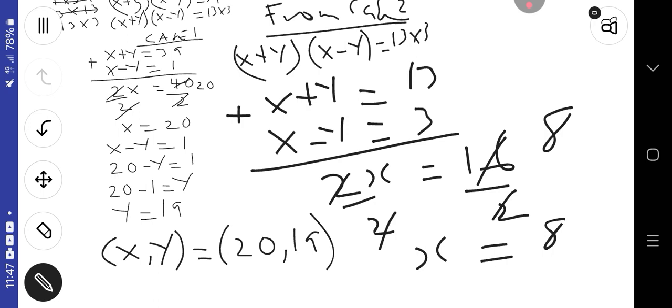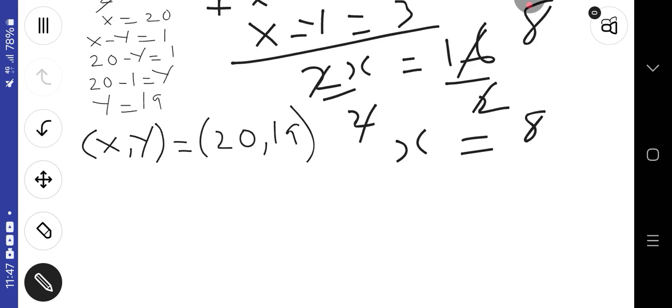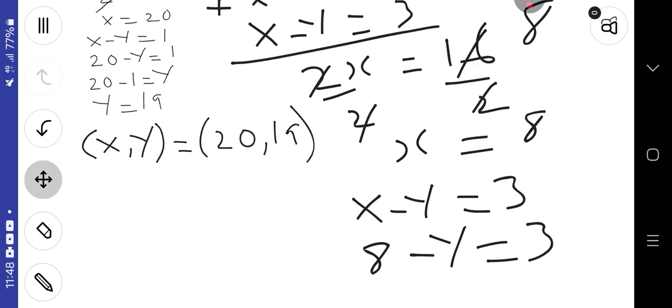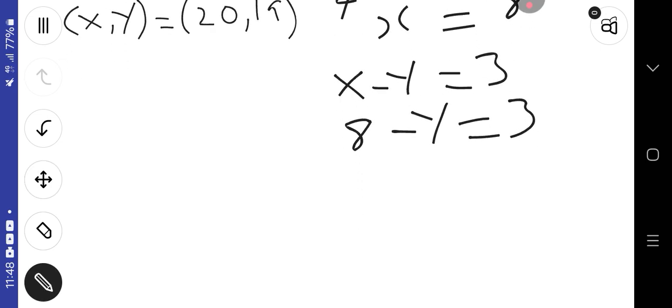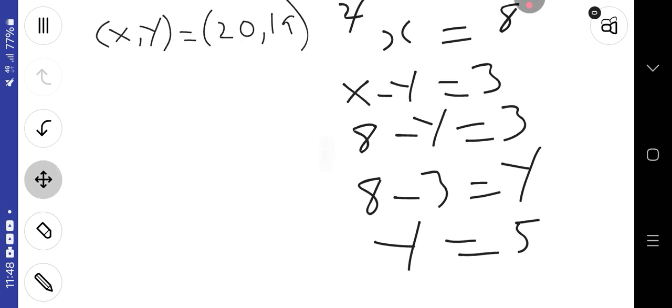Now let's put x is equal to 8 into any of the equations in case 2 and then find the value for y. From case 2, x minus y should give us 3. Now we know the value of x to be 8, so we're going to have 8 minus y is equal to 3. So 8 minus 3 is equal to y. So y is equal to 5. Are you there?